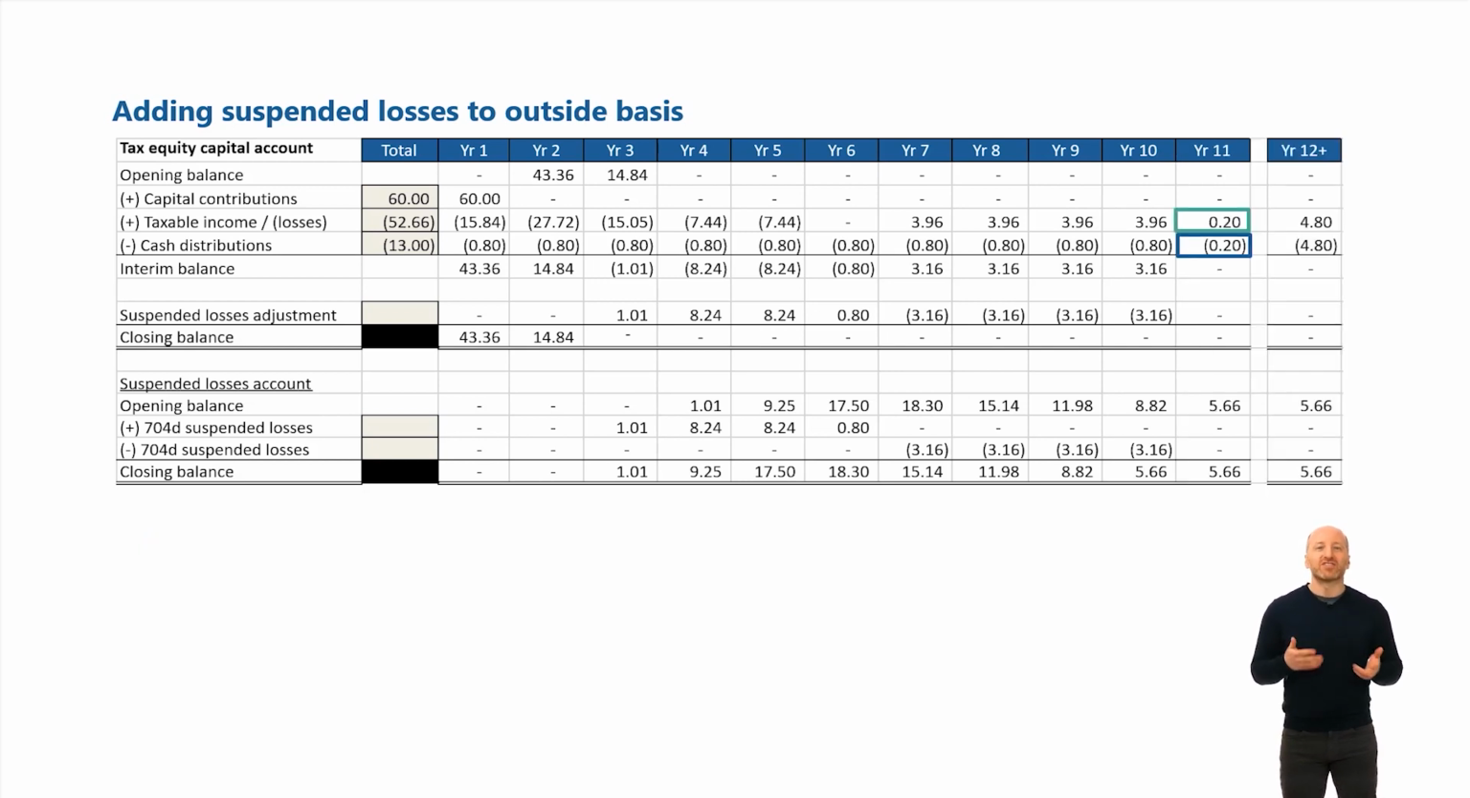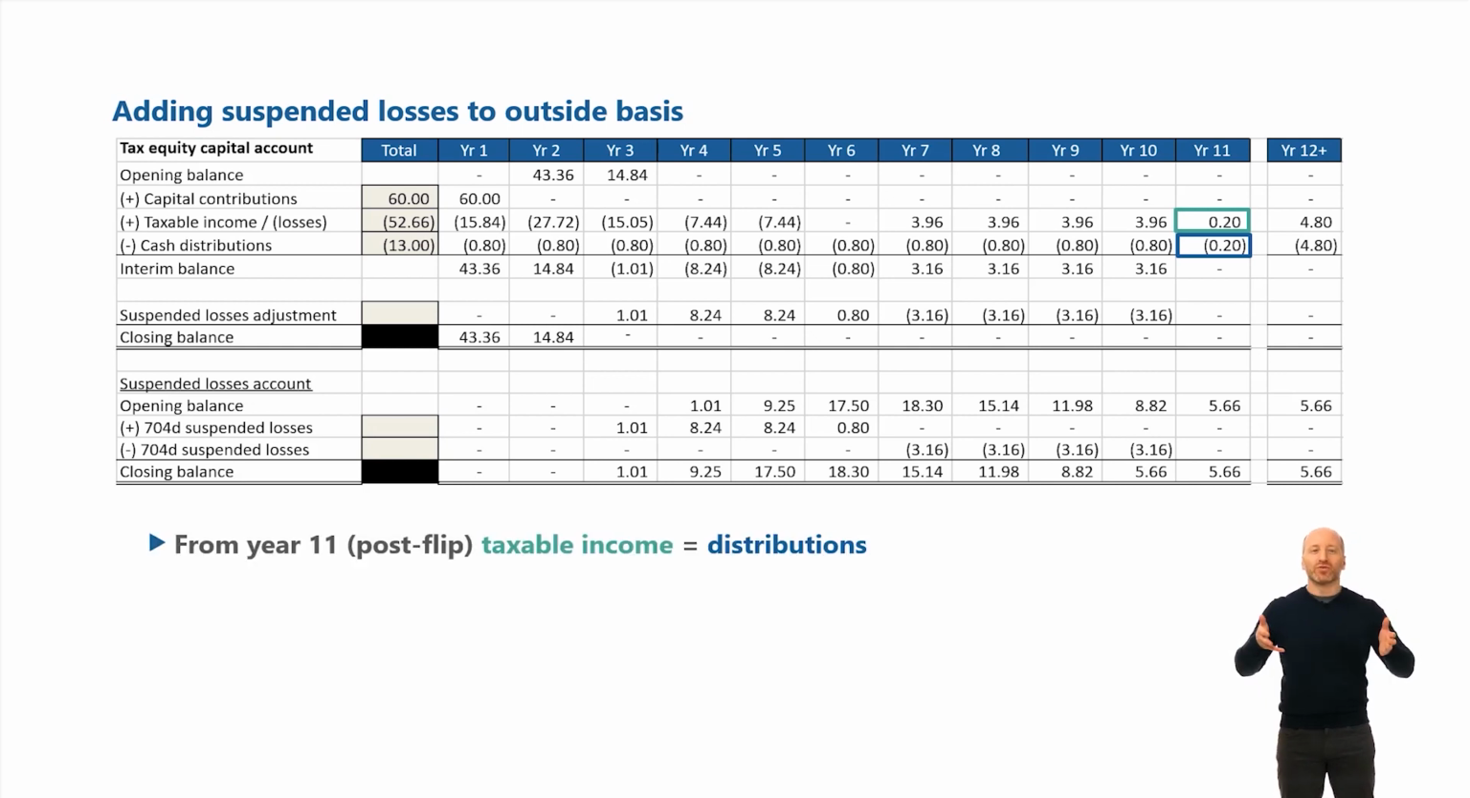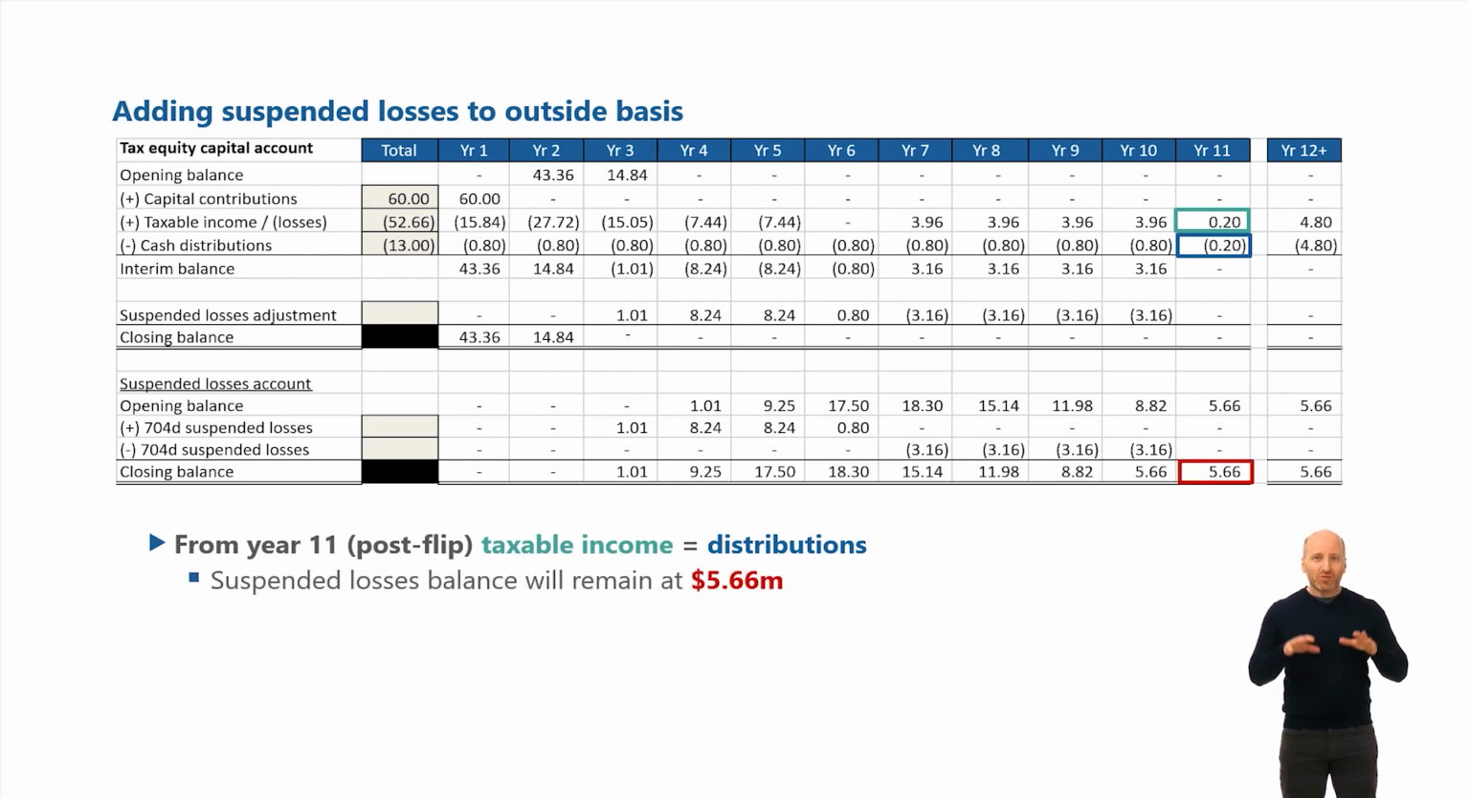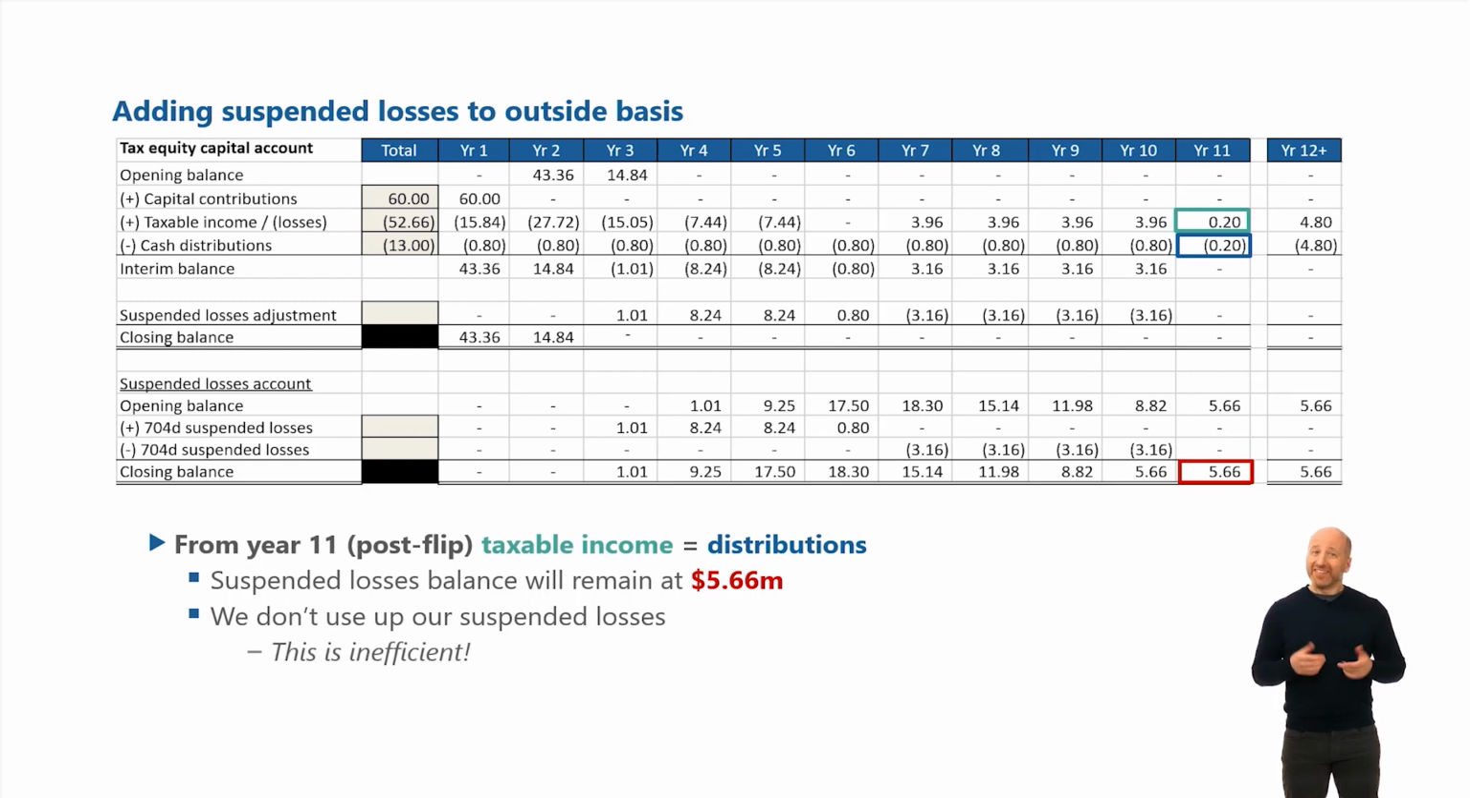In year 11, things change. The balance is going to remain constant as taxable income equals our cash distributions, and our allocations for both are the same. So the interim balance going forward is just going to be the same in every period from here, as we have no further ability to use up the suspended losses. And that's a shame, as we don't use up all of the suspended losses, which means that 5.66 million of losses are trapped. And this is inefficient, and a core role of our financial advisor or tax attorney is to structure our deal in a way that avoids this problem.